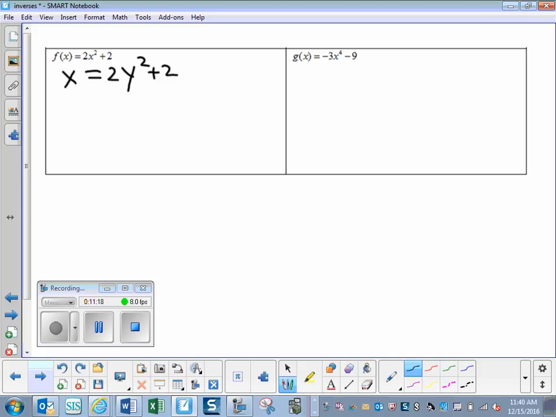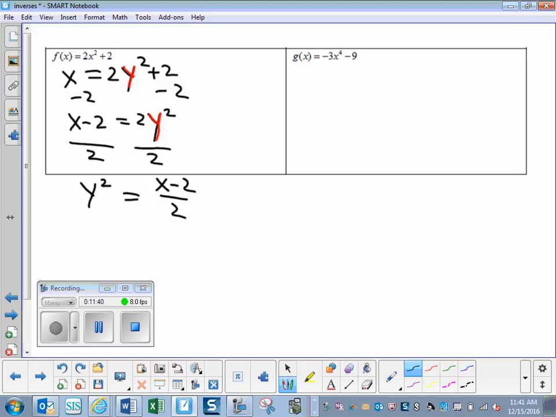So now I need to solve for my y. How do I solve for y? Minus 2 on both sides. x minus 2 equals 2y squared. Now what? Divide by 2. So now I have y squared equals x minus 2 over 2.